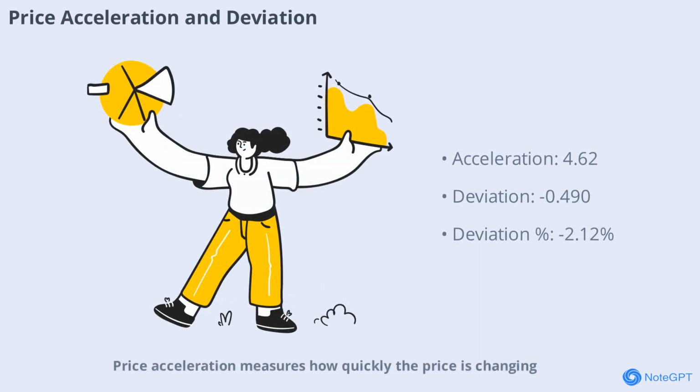Price acceleration measures how quickly the price is changing. MVLL's price acceleration is 4.62, showing a recent uptick in momentum. The linear regression deviation is -0.49 or -2.12%, indicating the price is slightly below its predicted trendline. These metrics can help spot when a stock is about to change direction or continue its current path.